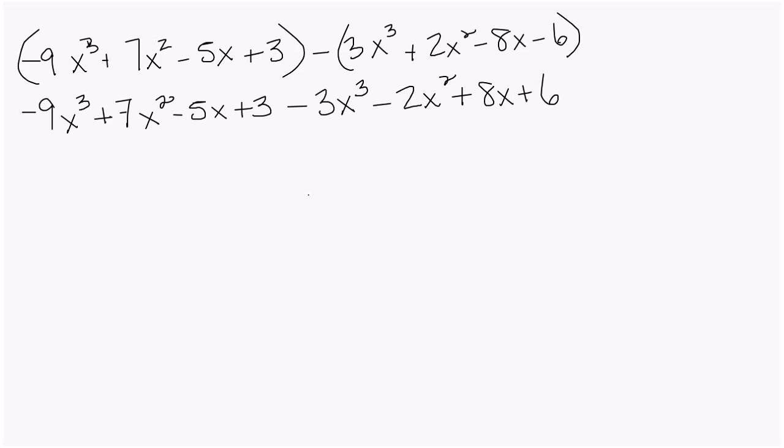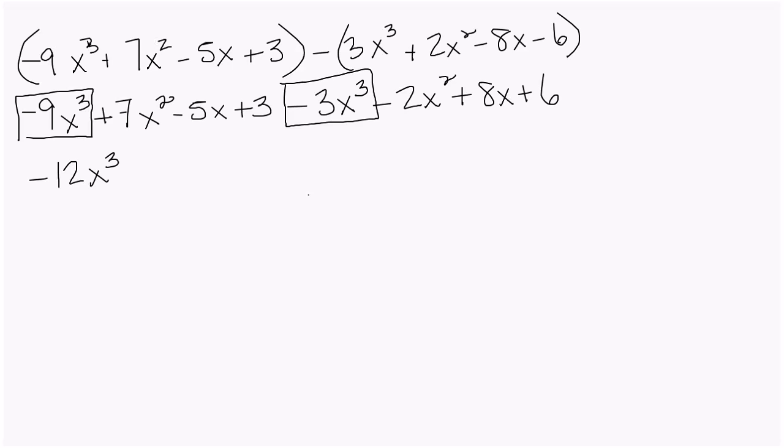Our next step is to combine like terms, and like terms are going to be terms that have variables with the same exponents. So looking at this, I can see that negative 9x cubed is like negative 3x cubed, because they share the same variable and exponent. So I'm going to combine those terms. Negative 9x cubed subtract 3x cubed is the same as adding the two negatives together. So I'll get negative 12x cubed, because negative 9x cubed subtract 3x cubed is going to give me negative 12x cubed.